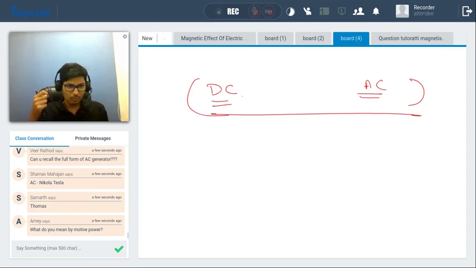What do you mean by motive power? Motive, M-O-T-I-V-E, or are you talking about electromotive force, EMF? If you're talking about EMF, that's a different thing. I'm not sure what you mean by motive power, right?